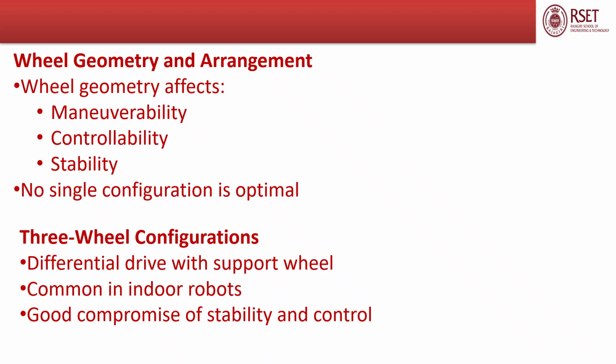The three-wheel configurations. The three-wheel configurations are commonly used in indoor mobile robots. A typical design consists of two driven wheels and one passive support wheel. This arrangement allows differential drive, where the robot turns by varying the speed of the two drive wheels. Three-wheel robots offer a good balance between stability and maneuverability, making them popular in research robots and educational platforms. However, uneven weight distribution can affect traction, especially on sloped surfaces.